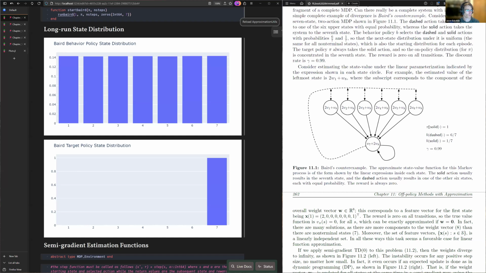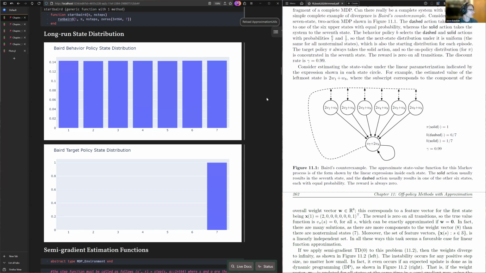So if you follow the policy that only takes the solid action, which is in this case the target policy, then the problem will just stay in this state indefinitely. If it starts up here, it'll transition into here and then just stay here. Whereas the behavior policy is constructed so that we have a 1/7 chance of taking the solid action and a 6 out of 7 chance of taking the dashed action.